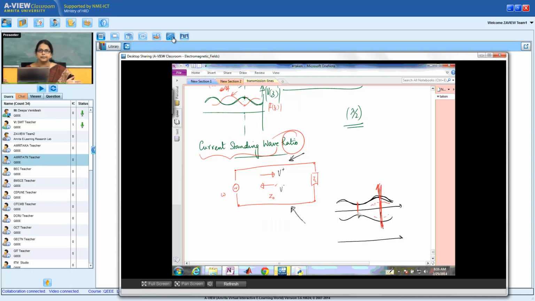So I'll share this Python script with you through the QEEE team. I recommend you run this code and see for yourself how the standing wave evolves when your gamma is 1, which corresponds to the open circuit case, and you can keep changing the reflection and the phase to see how the standing wave pattern evolves.